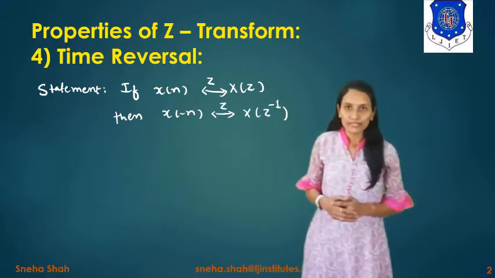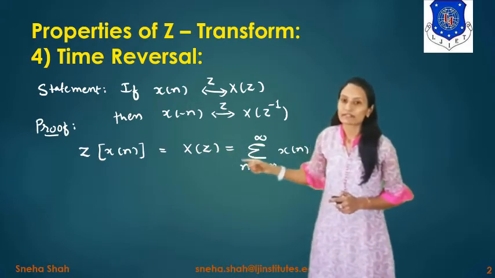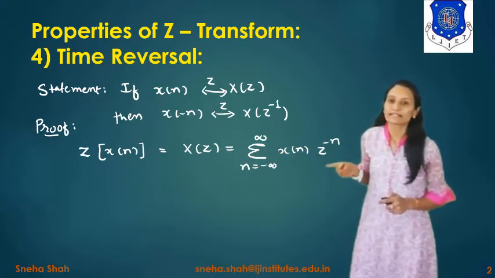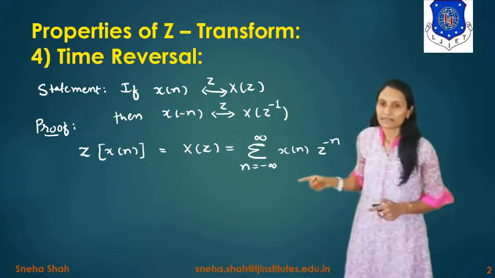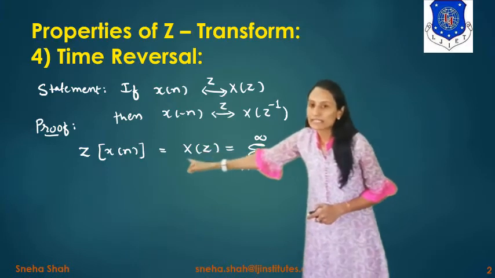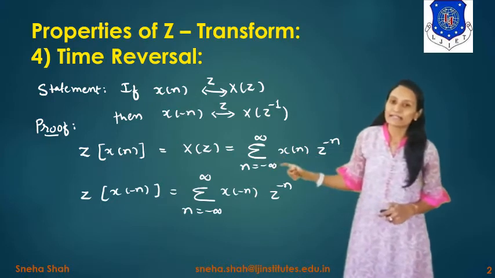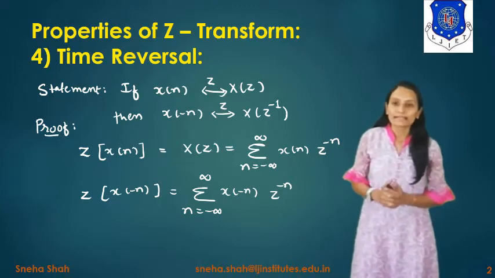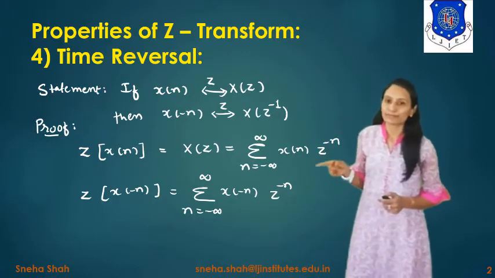Now, if we want to prove this property, we write the equation: z transform of x of n equals x of z, and its value equals summation n equals minus infinity to infinity x of n z raised to minus n. It means if we want to find the z transform of x of n, its equation will be like this. Now we have to find the z transform of x of minus n. So instead of x of n, we have to take x of minus n. So what will be the step? Summation n equals minus infinity to infinity x of minus n into z raised to minus n.